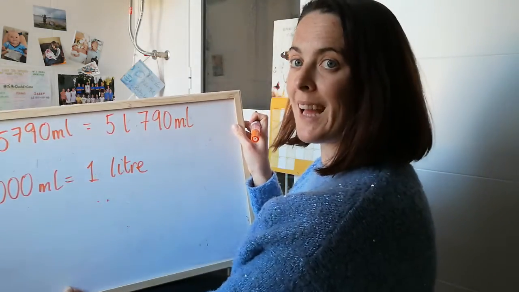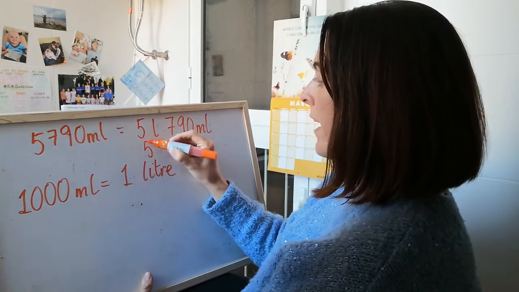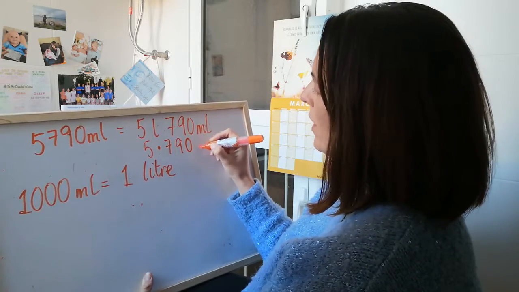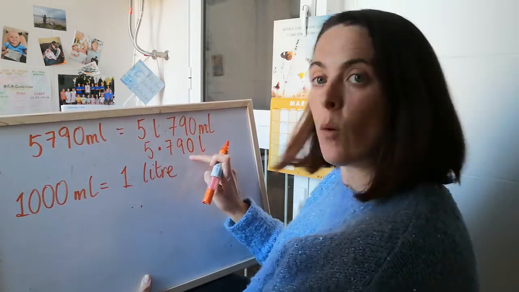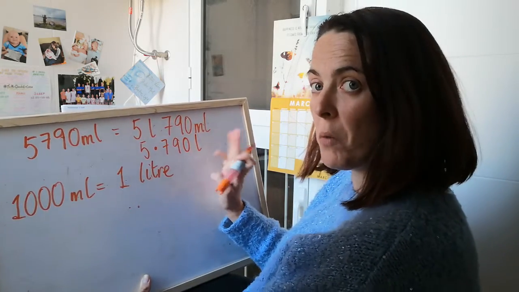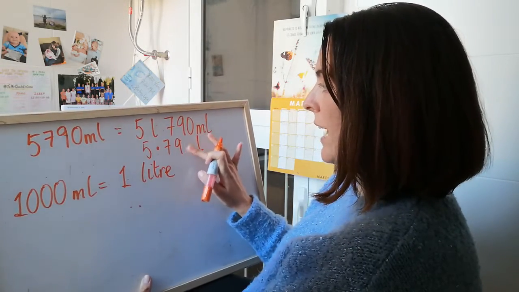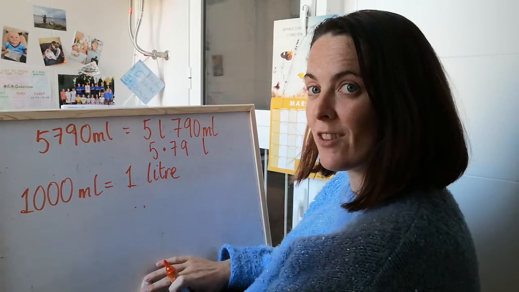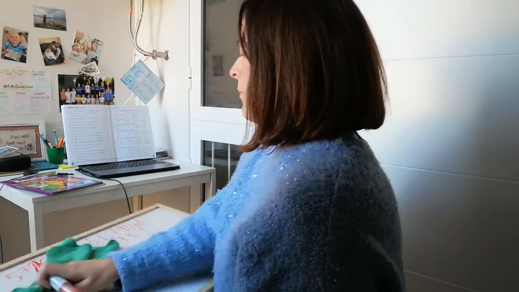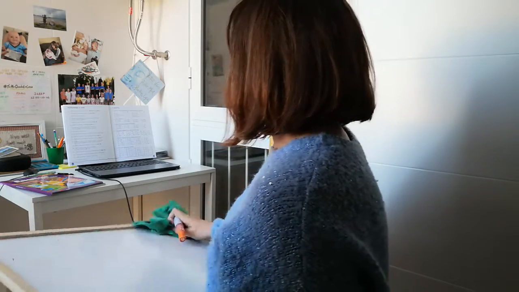Okay? Now, if I wanted to write that with a decimal point, it would simply be 5.790 litres. And we know that after a decimal point, if the last digit is a 0, we don't actually need it. It's fine like that, or you can have it as 5.79 litres. Okay? Now, I'm going to rub that one out, and I'm going to go on to the next type of question, okay?